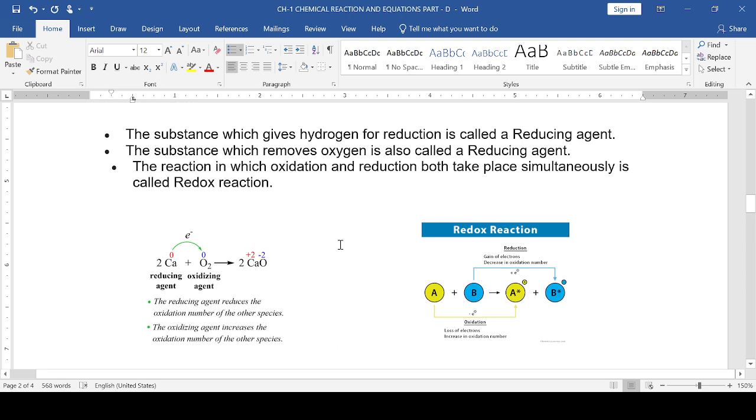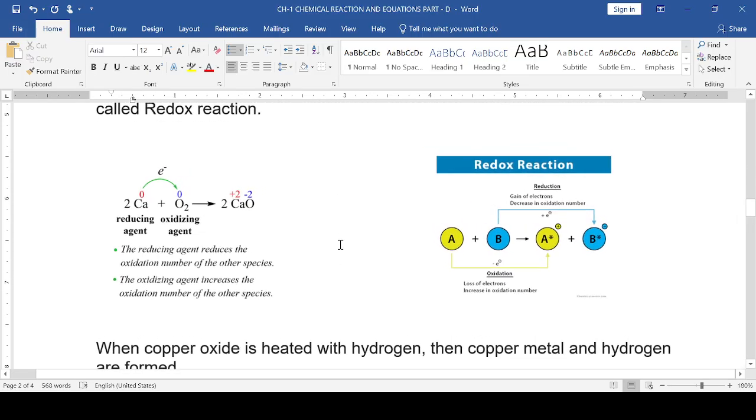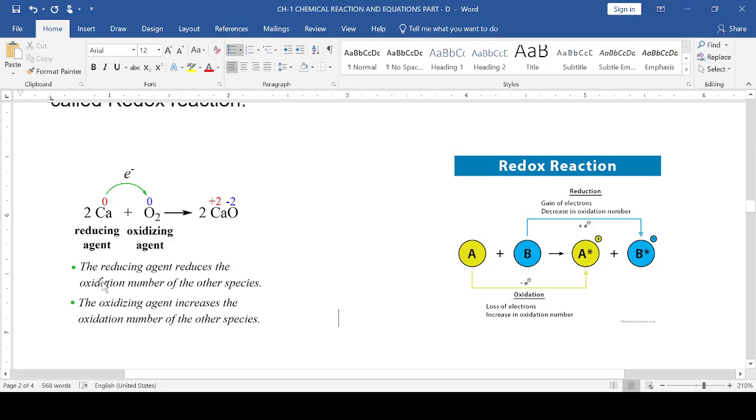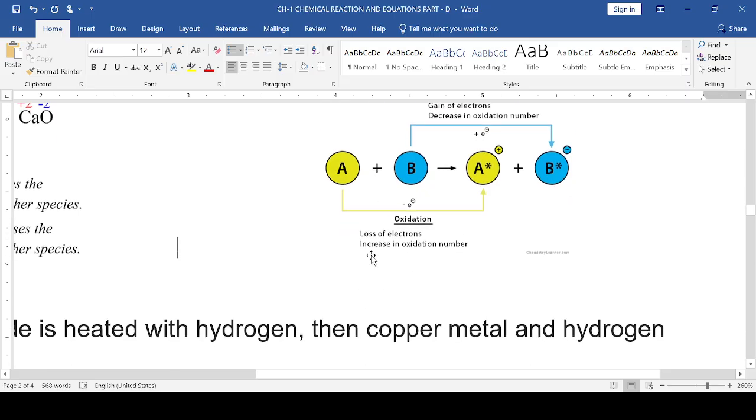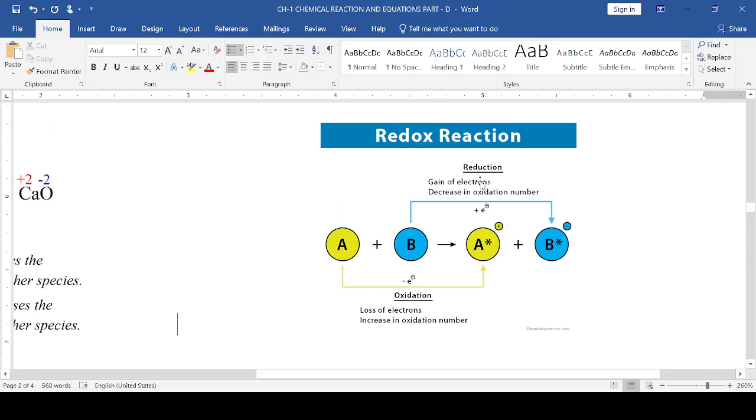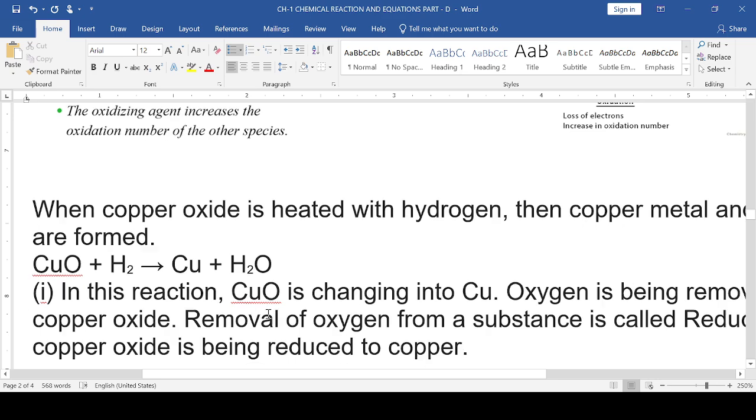Here make a note: the reaction in which both oxidation and reduction take place simultaneously, we call a redox reaction. The reducing agent decreases the oxidation number, and the oxidizing agent increases the oxidation number. Check here the redox reactions. In reduction you have GOE, gain of electrons. In oxidation you have LOE, loss of electrons. In reduction the oxidation number decreases, and in oxidation the oxidation number increases.